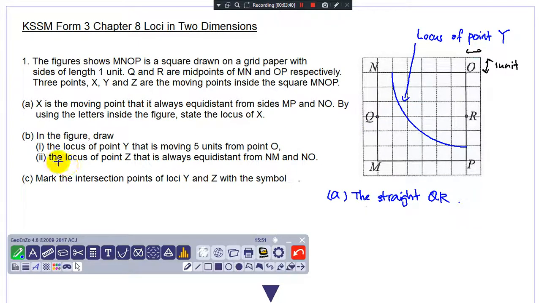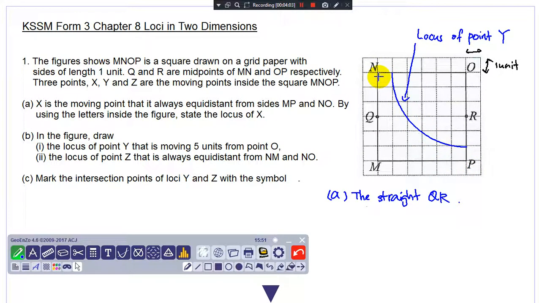Okay, now we go to this one. The locus of point Z, that's always equidistant from MN and NO. NM is over here, and NO is over here, equidistant from two intersecting lines. So it will be the bisector of the angle, right? So this angle is 90 degrees, we bisect it.